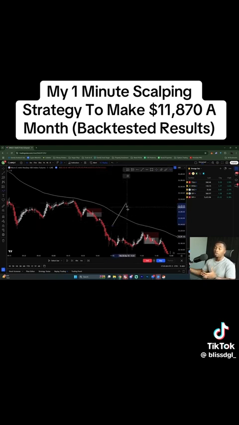Same thing vice versa if we're looking for buys. We don't enter on the first pullback when it breaks above the moving average. We're waiting for a pullback, price action above the moving average, then another pullback, and on this pullback to the upside, we can actually enter the trade.